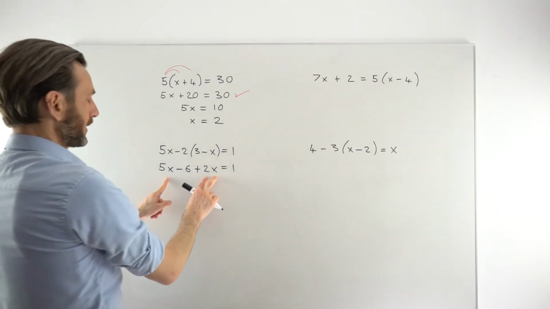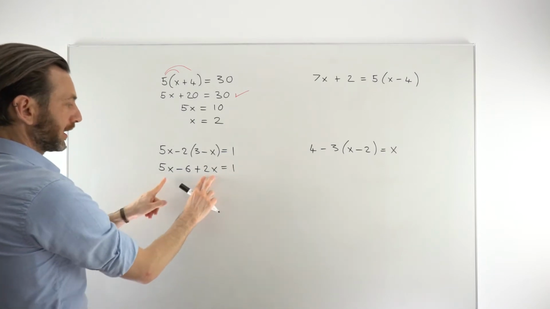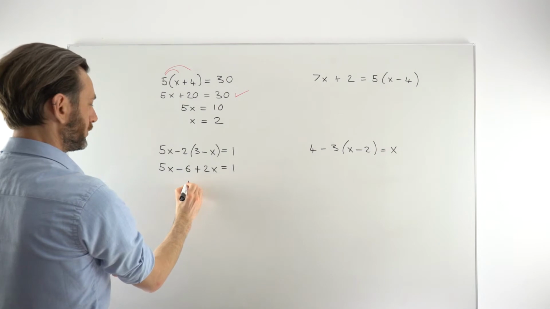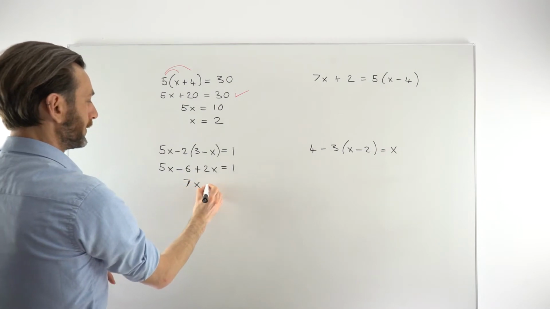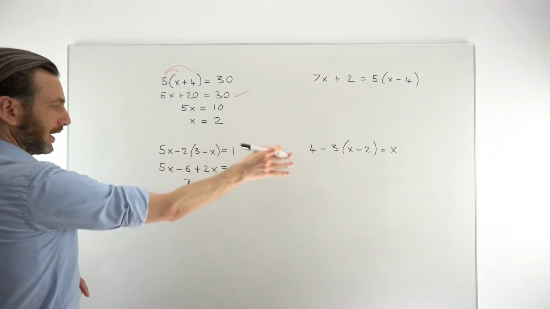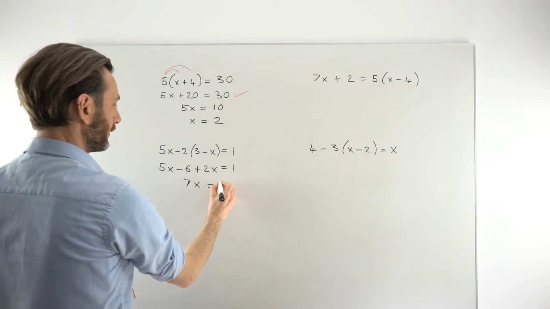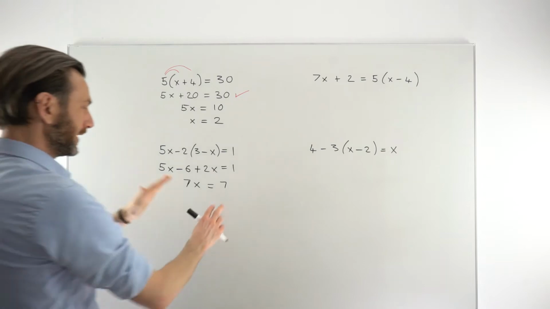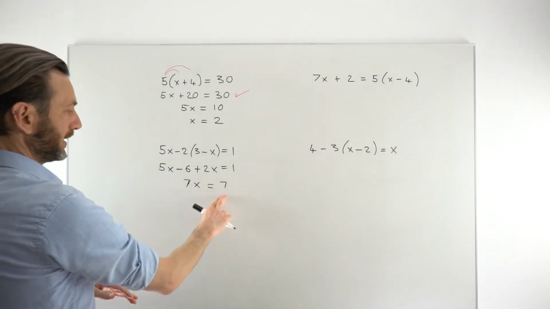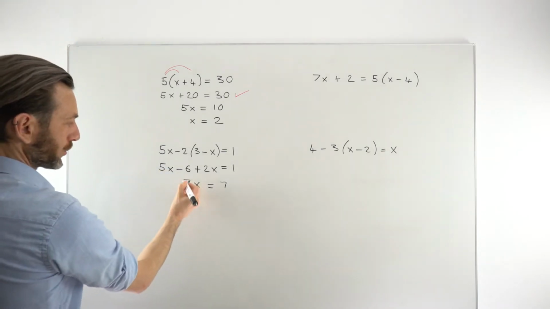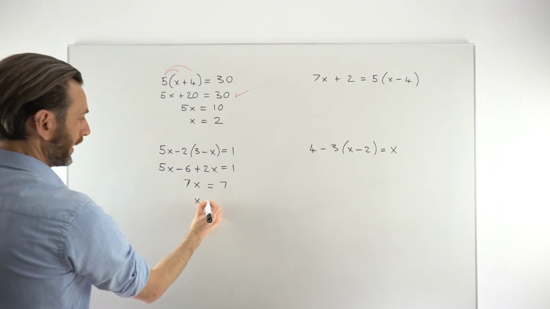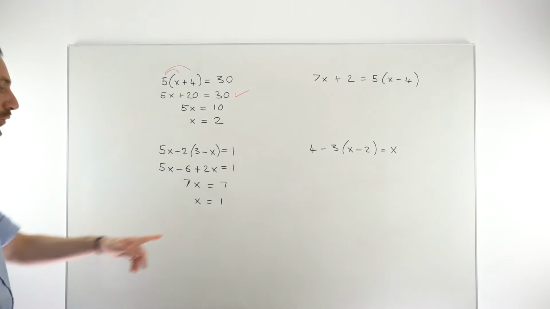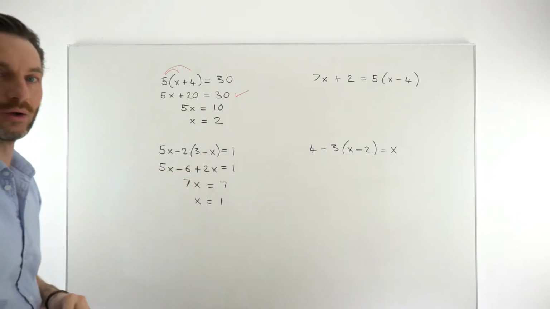We're going to keep these x's on this side of the equation. We can gather them together now. We've got 5x plus 2x to give us 7x. We're going to move the minus 6 to the other side. It will become a positive to give us 1 plus 6, which is positive 7. And then finally, like all linear equations, dividing both sides by the coefficient of the x to get x equals 7 divided by 7 is 1. So 1 is the solution to that equation.